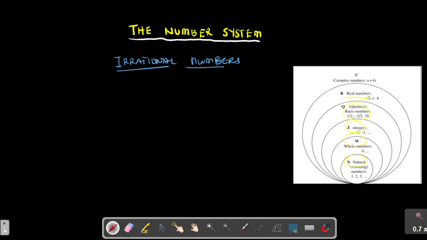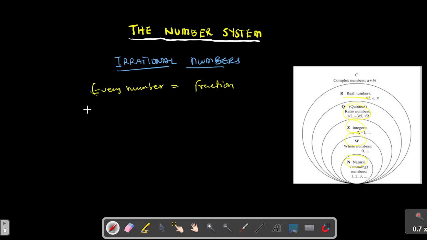Over the years, for a long period of time, people believed that every number can be represented as a fraction, until there were a few exceptions that changed people's minds. So irrational numbers are simply numbers that cannot be fractions.